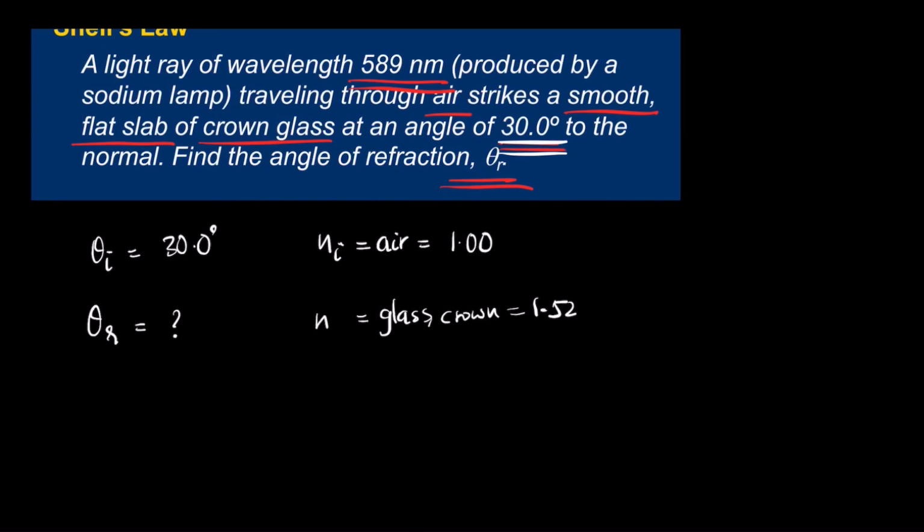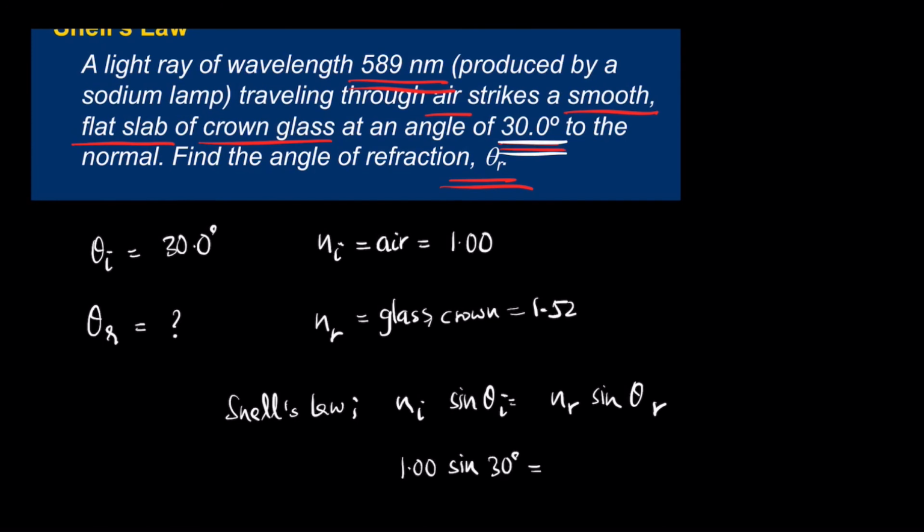Now let's use Snell's law. Snell's law states that Ni sine theta I is equal to Nr sine theta R. Ni here is air, which is 1, times sine 30 degrees, is equal to Nr, which is 1.52, times sine theta R. From this we get sine theta R equals 1.00 times sine 30 degrees divided by 1.52.